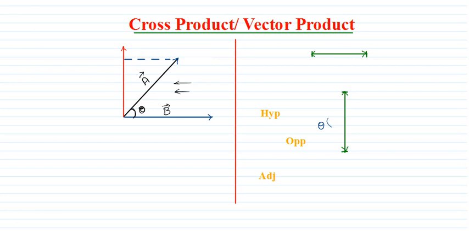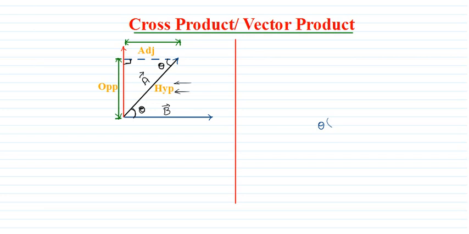Now looking into this structure, we can say that since this is theta, this angle also will become theta, because they are vertically opposite angles or Z angles. Now this one is 90 degrees, so this is forming a right angle triangle. If I write the sides in this right angle triangle, this is the hypotenuse side, this is the opposite side, and this is the adjacent side. This is the length of the adjacent side and this is the length of the opposite side.